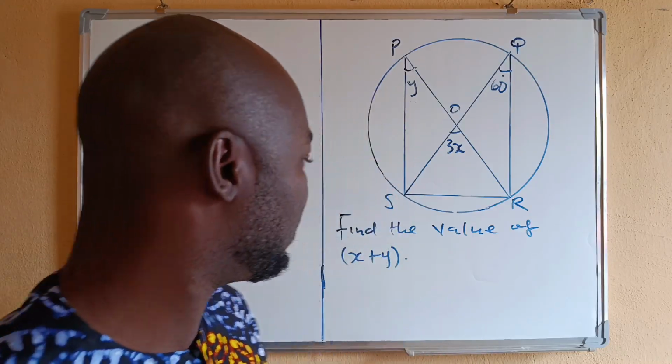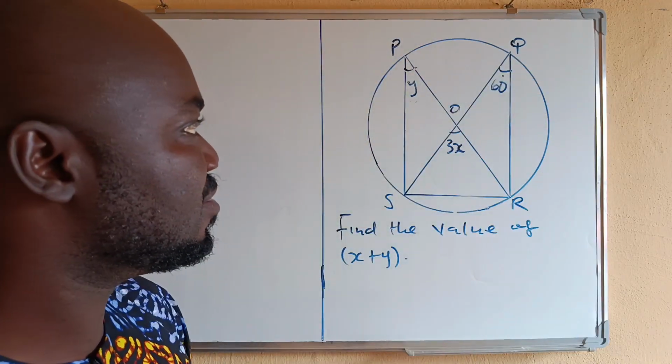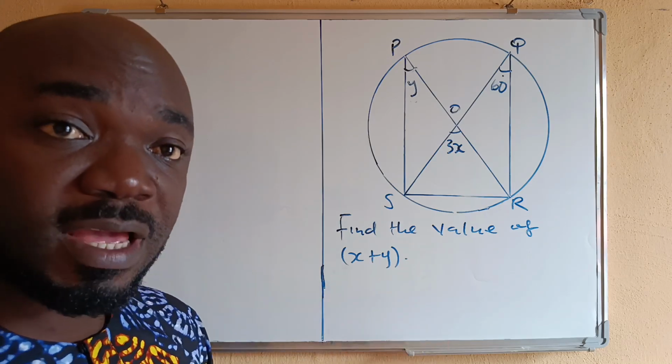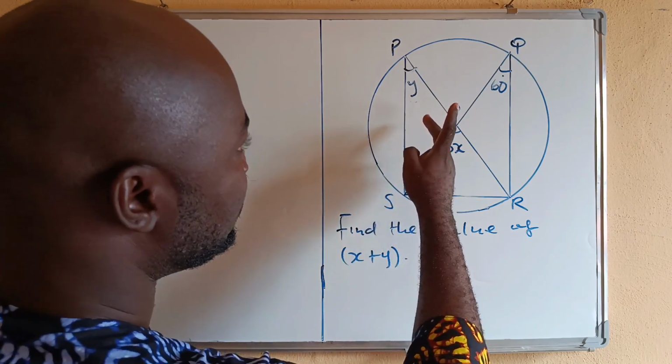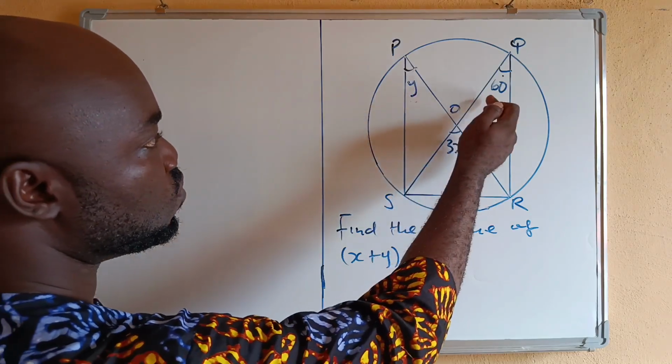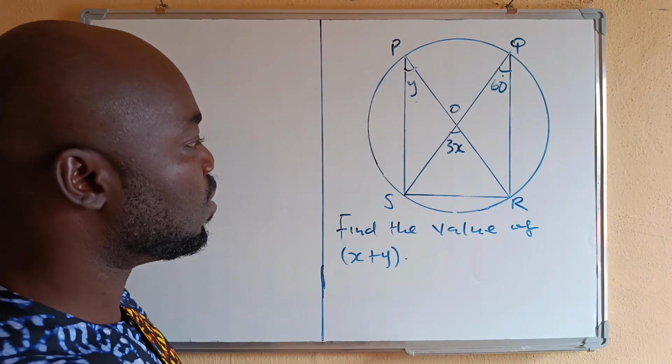So let's look for the value of x plus y. From this diagram, you have P, Q, R, S, and we're asked to find the value of x, then find the value of y, and then sum them together. Now, if you look at this diagram closely, you see that these two angles are called angles in the same segment.